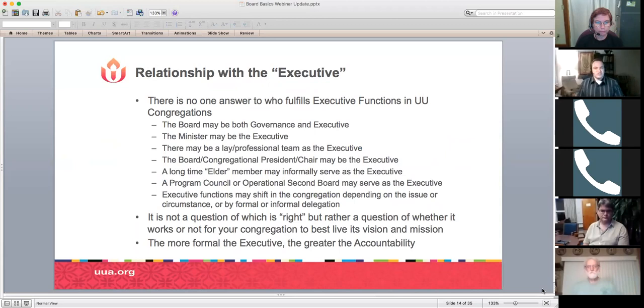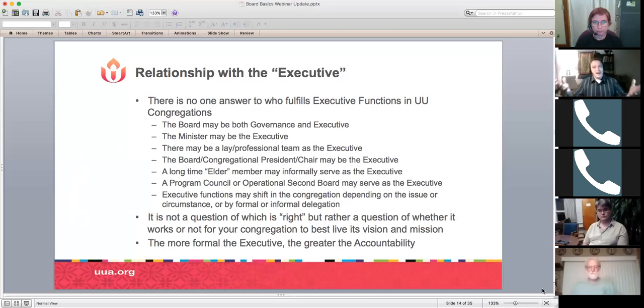managing those executive functions. Another structure that is often used at one or another level of complexity is a two-board structure, where there is an operational board, often called something like a program council, that will make the operational and programming decisions, while the board focuses on the governance decisions, on strategic planning, on policy, on fiduciary oversight, on assessment. And you end up having, in essence, two separate boards, one of them probably not called a board, that one is responsible for the operational decisions of the congregation and the other is responsible for the governance and oversight roles of the congregation.